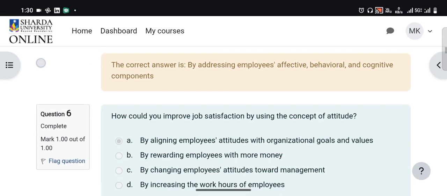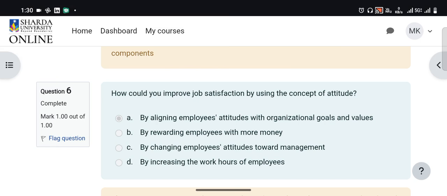Question number 6. How could you improve job satisfaction by using the concept of attitude?